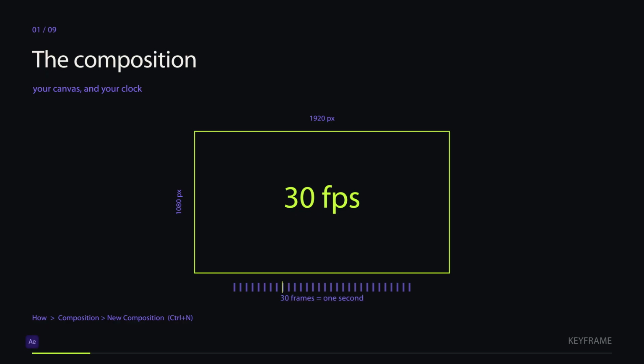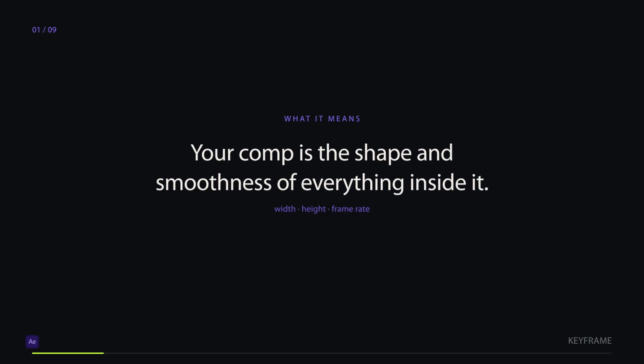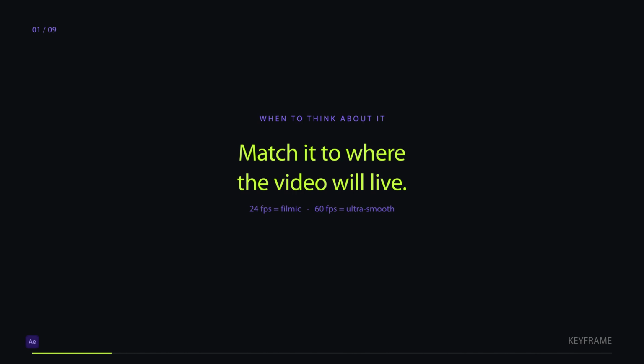That number matters because animation is really just a series of still frames, each one slightly different from the last. 30 frames, 1 second of motion. What it means in practice. Your composition settings decide the shape and smoothness of everything you make. When to think about it. Match your composition to where the video will live. Higher frame rates for smooth, gamey motion. 24 for a filmic feel. Set this first and set it right, because everything else lives inside it.